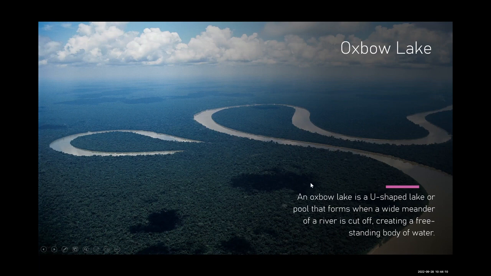So oxbow lakes tend to be U-shaped. Sometimes they're kind of sickle-shaped. And they're lakes or pools that are cut off from a wide meander. And they create a freestanding body of water.